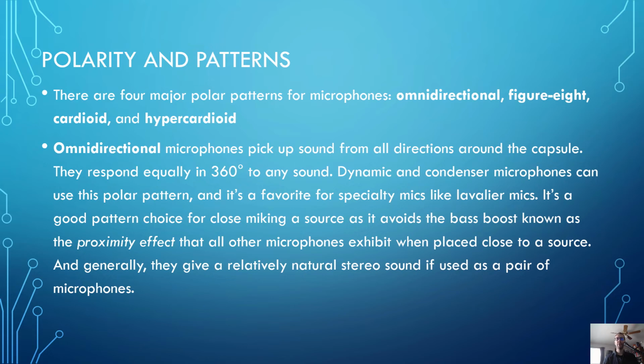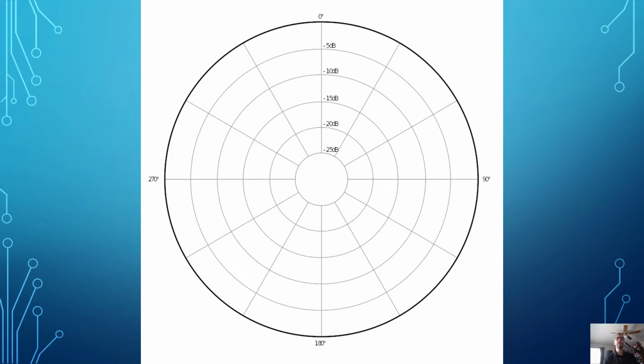It's a really good pattern choice for close miking sources because it avoids the bass boost known as the proximity effect that all other microphone patterns have when placed close to a source. And generally, it's a relatively natural stereo sound when you use a pair of omni mics and space them out. You get what's called the spaced pair or spaced omni. So here's a picture of a polar plot for the omni mic, and you can see it's just a circle. That is all it is. It's picking up perfectly in 360 degrees around the mic.